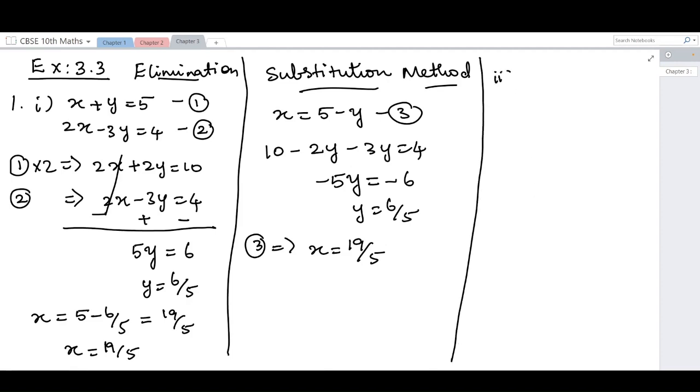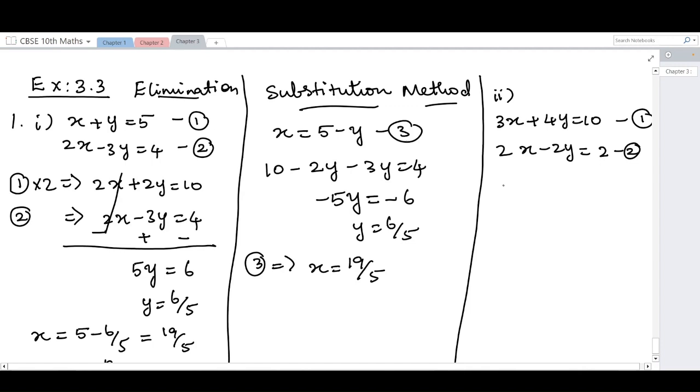Next, second problem. 3x plus 4y equal to 10 is the first equation. 2x minus 2y equal to 2 is the second equation. So now we try to eliminate a variable. You can choose the variable accordingly, so that if you simply multiply one equation by a constant, you can eliminate that variable. But in some cases we cannot do so. In that case, you can choose whichever constant is small. Clear?